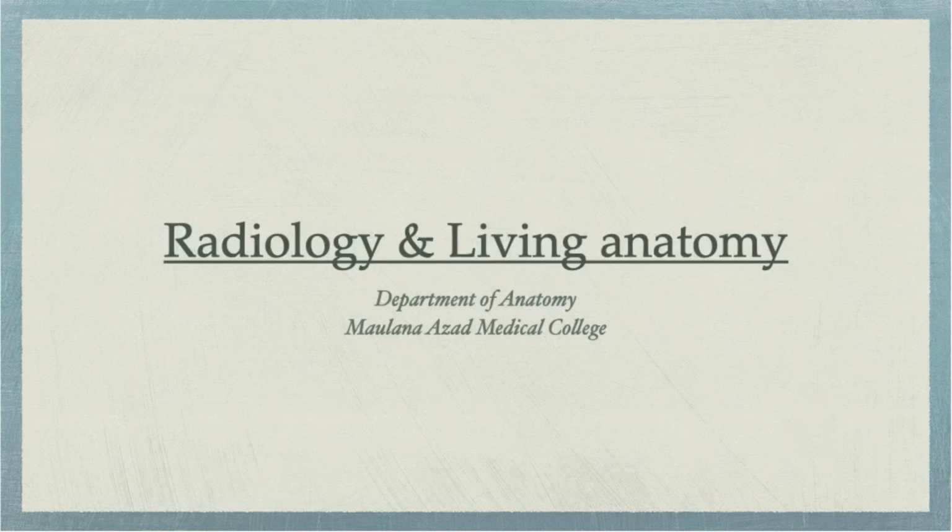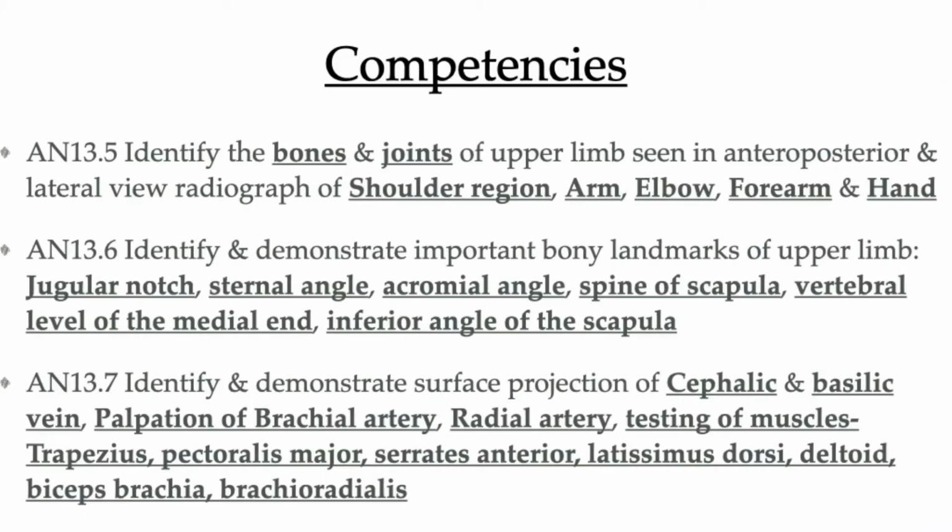Hello students. In this session we will talk about the radiology and living anatomy related to upper limb. The competencies of this session are: identify the bones and joints of upper limb seen in the anterior, posterior and lateral view radiograph of shoulder region, arm, elbow, forearm and hand.